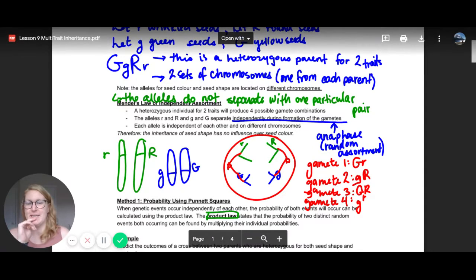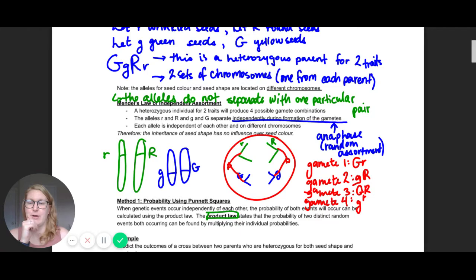But what I want to show is what I've done in this diagram. So I've done 2 green chromosomes, which are homologous to each other, and 2 blue chromosomes, which are homologous to each other. The reason I've shown this is to show where I'm getting this genotype from. So I have the allele small r and capital R.